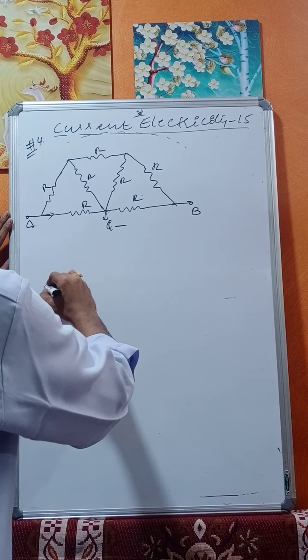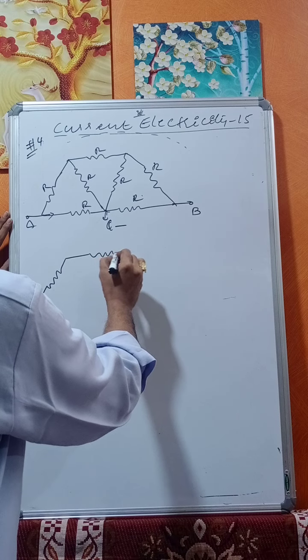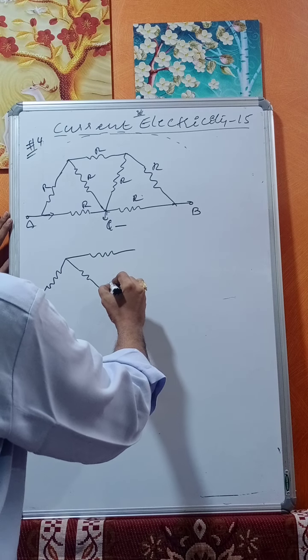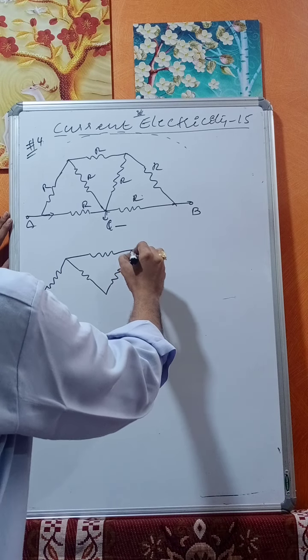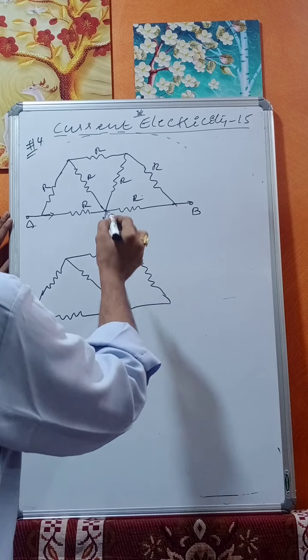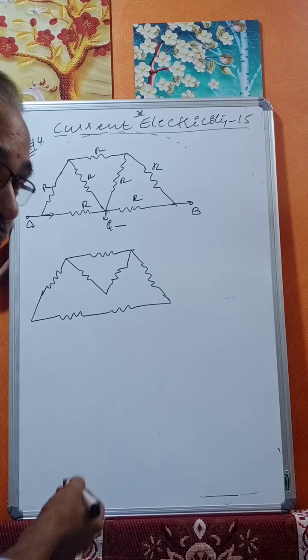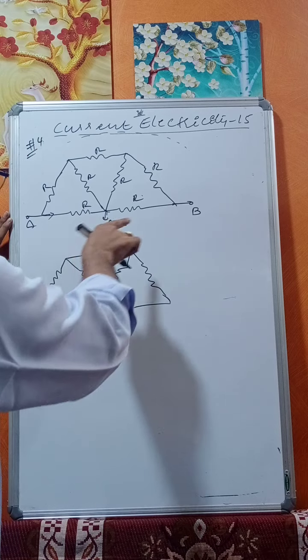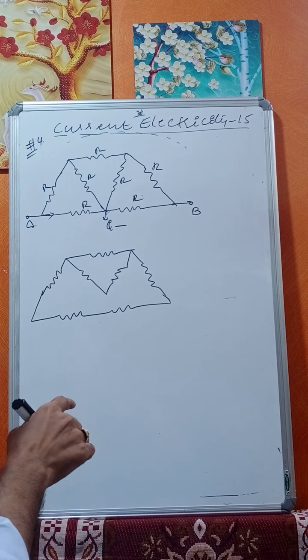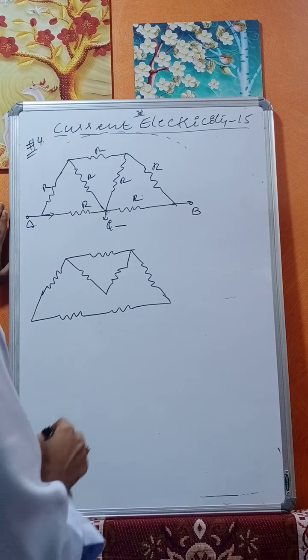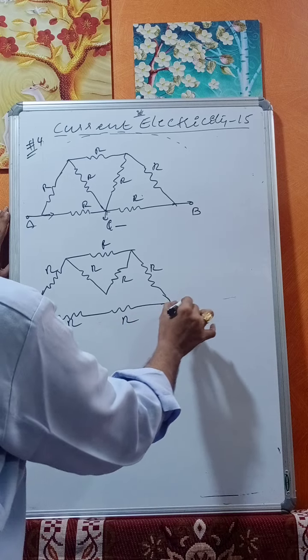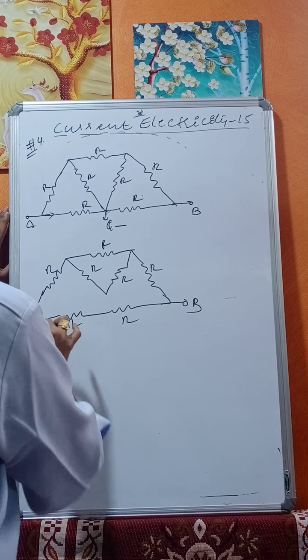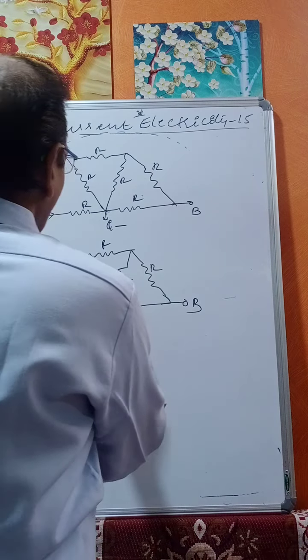Therefore, we can just remove that one. No current flows, so this can be lifted up, because current is dividing equally in all the resistors. Therefore, we take this as a zero potential point. So R, R, R, R, R, R, R. This is B and this is A. Now, how can we reduce this? This can be made equivalent to this, like this.